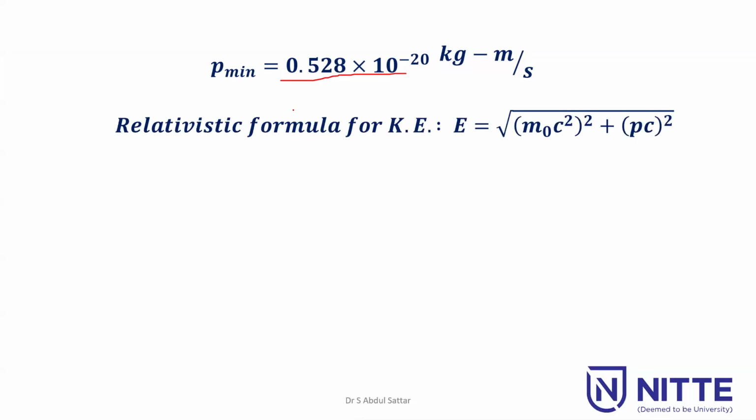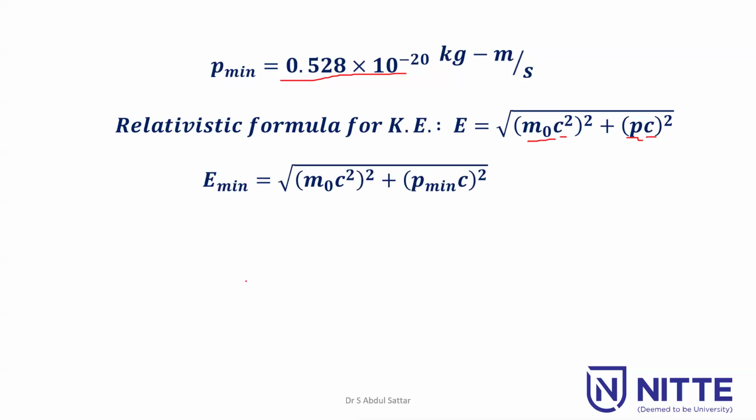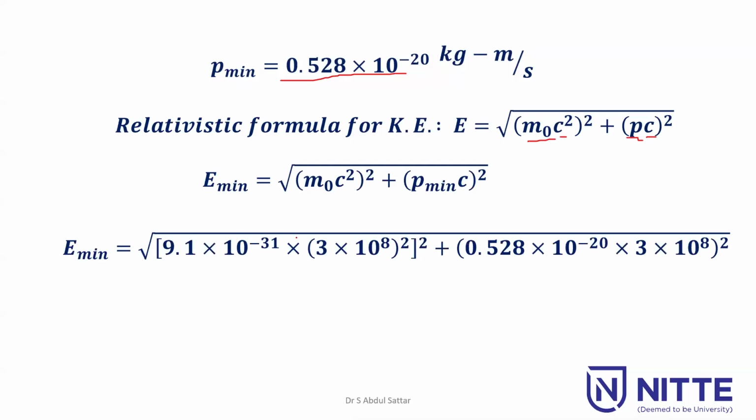The relativistic formula is E equal to square root of (m naught c square) whole square plus (pc) whole square. Here m naught is the rest mass of the electron, c is the velocity of light, p is the momentum of the electron. By substituting these values, you will get the minimum kinetic energy of the electron.